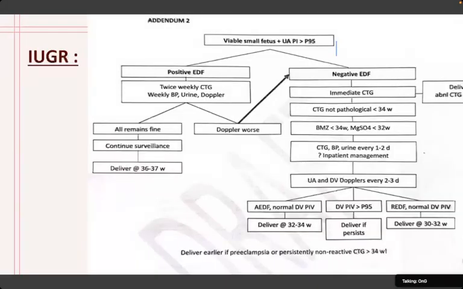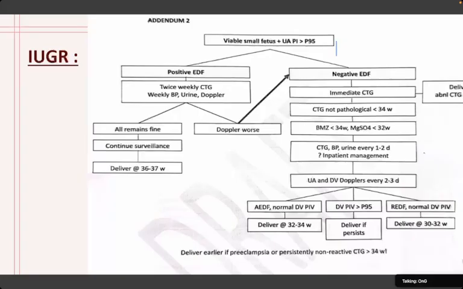With a viable fetus and umbilical artery pulsatility index of more than P95, we do twice weekly CTGs, reassess clinically for signs of preeclampsia and manage accordingly. The Dopplers are assessed weekly, and if absent or reversed end-diastolic flow does not occur, we continue with our surveillance and deliver at 37 weeks.